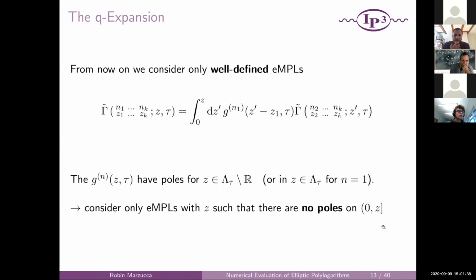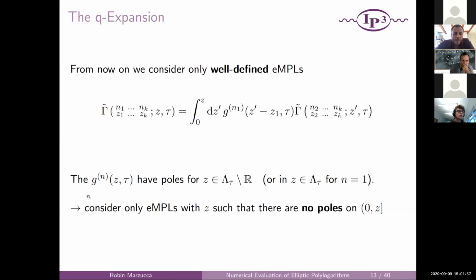So these are the types of elliptic polylogs we're going to look at from now on. The integral from 0 to z will always consider the straight line. And we want all the EMPLs that we consider to be well defined. Now, what I mean by that is the following.